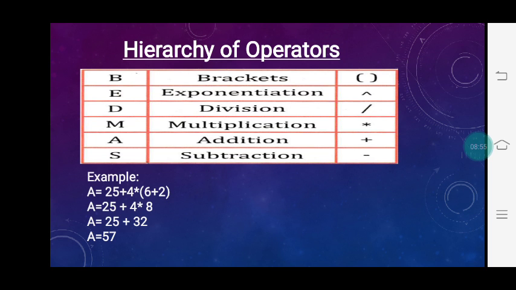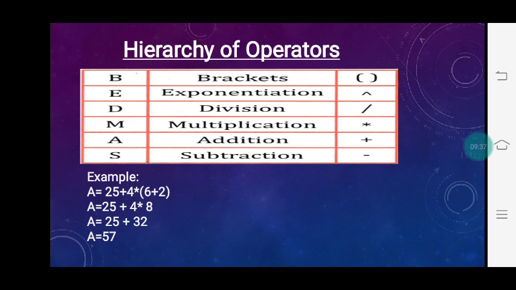For example, first one B. B represents the bracket. So in any expression, the expression inside the bracket is solved first. Second one is the exponential. This will be performed after bracket. Third one is division. So multiplication or division, whichever of these occurs first in the expression is executed first. Now addition and subtraction. Addition or subtraction, whichever of these occurs first in the expression is executed first.